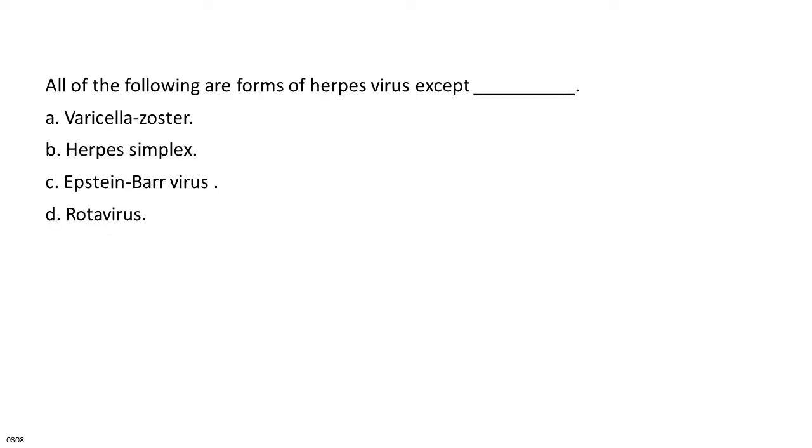All of the following are forms of herpes virus except A. Varicella zoster. B. Herpes simplex. C. Epstein-Barr virus. D. Rotavirus.